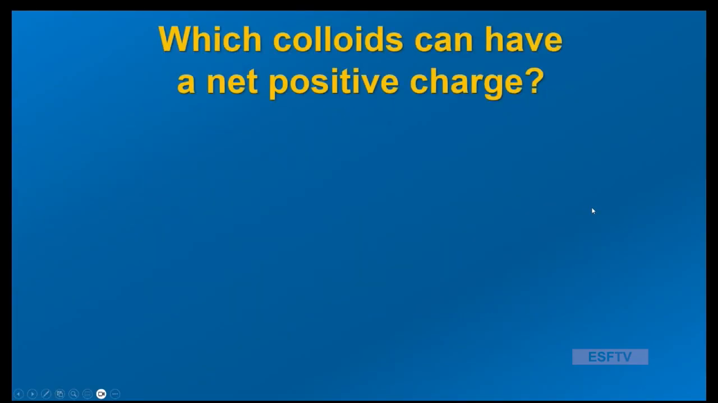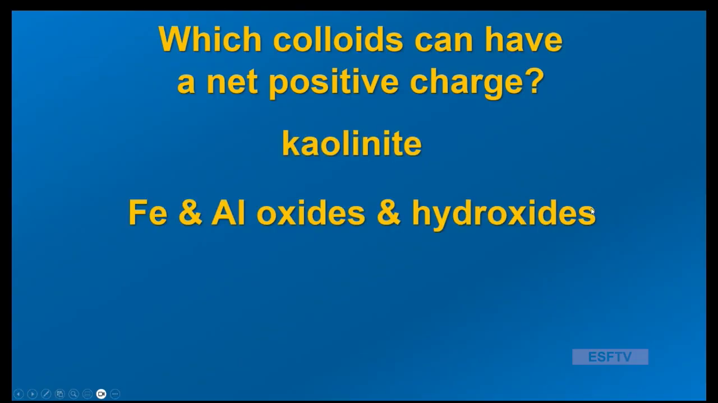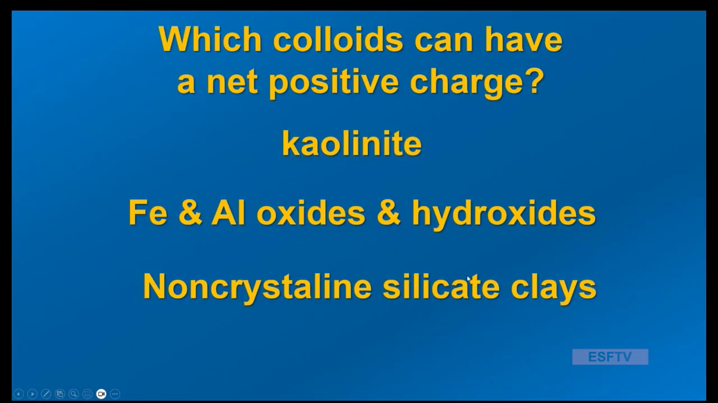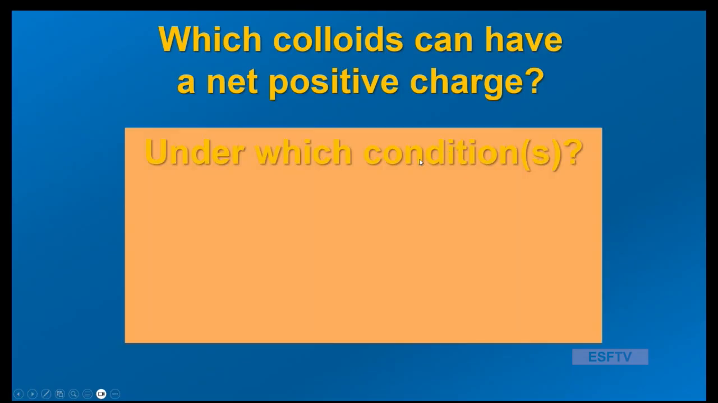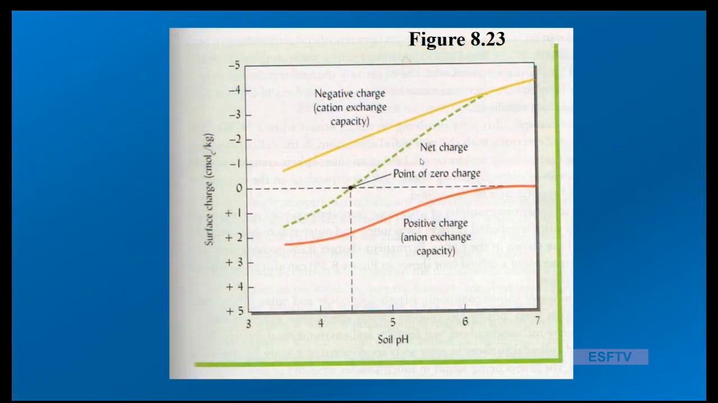And one thing that we close with is we talked about colloids that can have a net positive charge, and I talked about this a couple of times. Right? Kaolinite, iron aluminum oxides and hydroxides, non-crystalline silicate clays. And so now we just talked about acidity, and we can make a much more direct connection with the conditions where these colloids can have a net positive charge. And which conditions? And you'll remember we talked about high acidity, low pH.